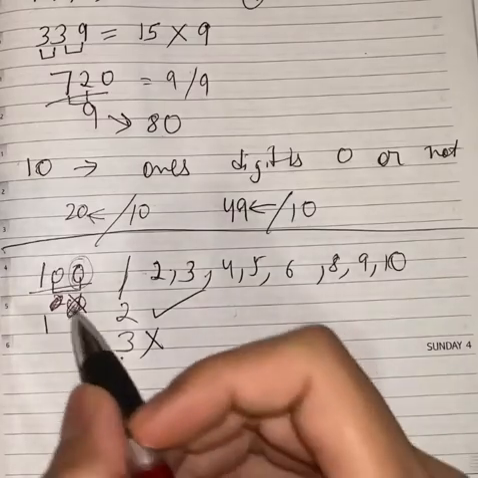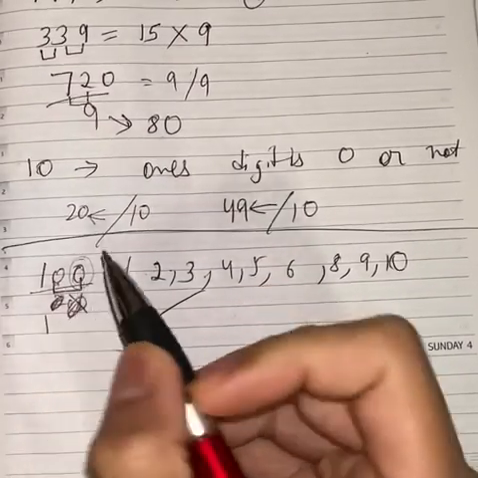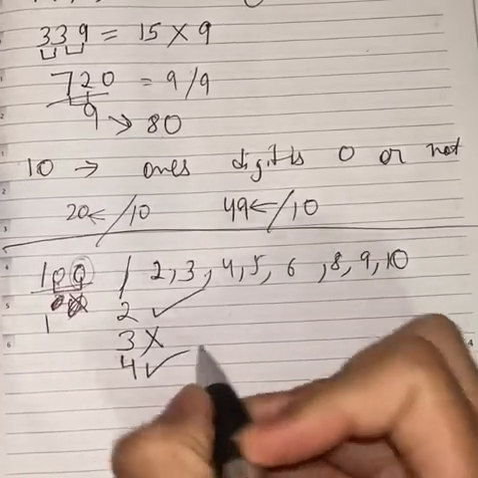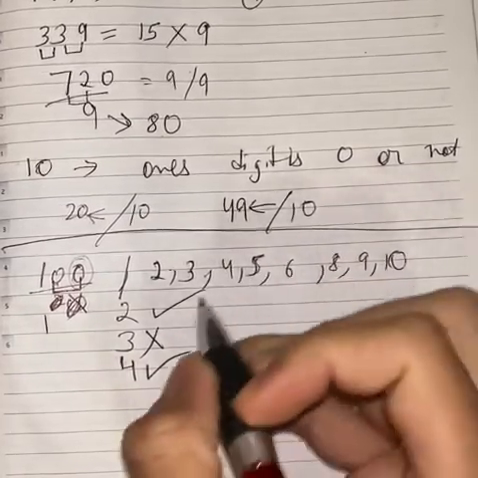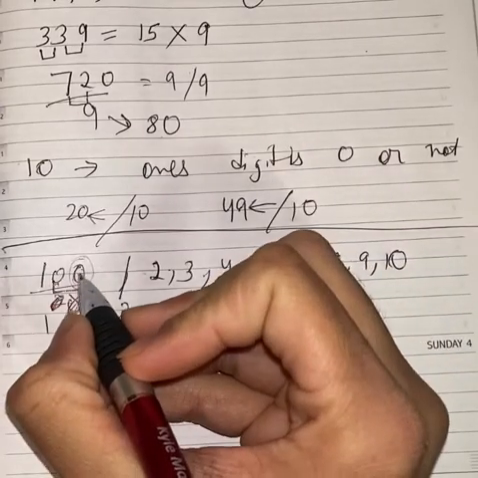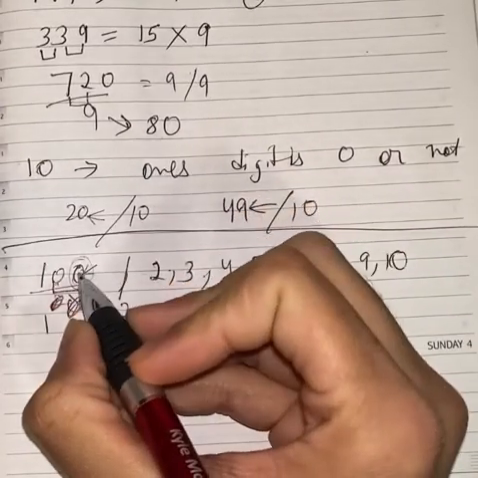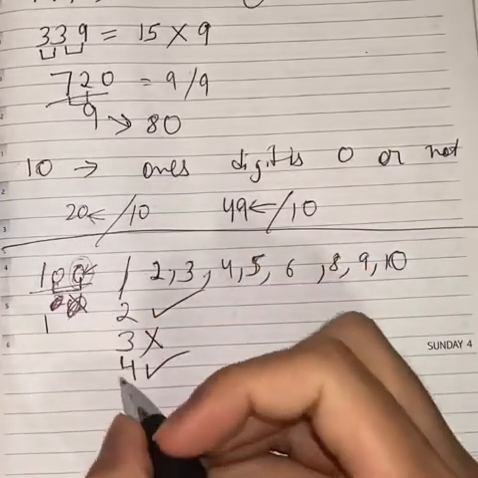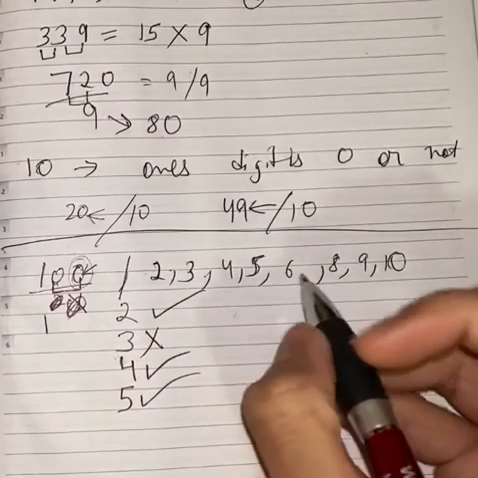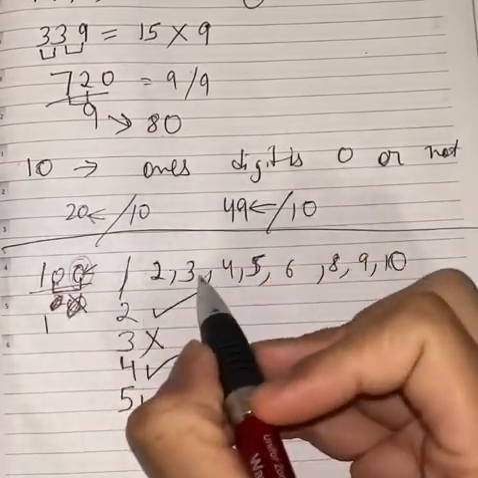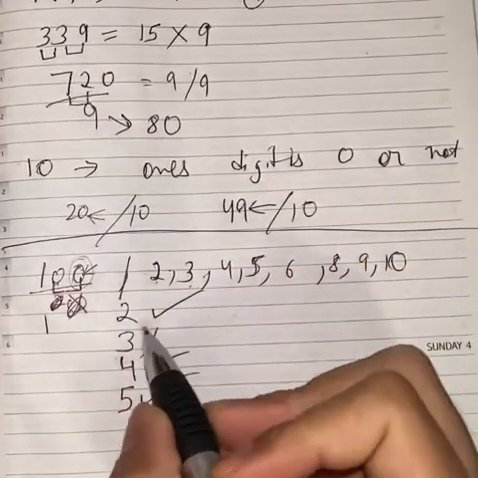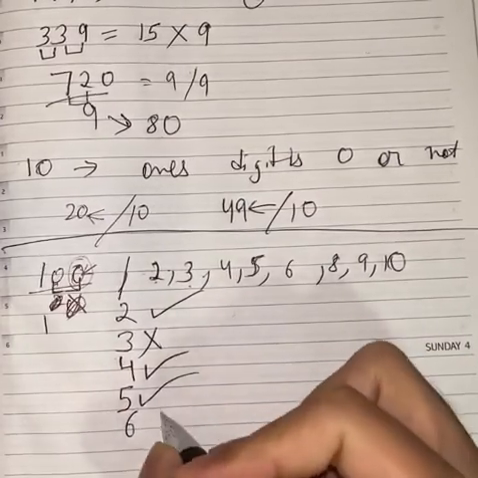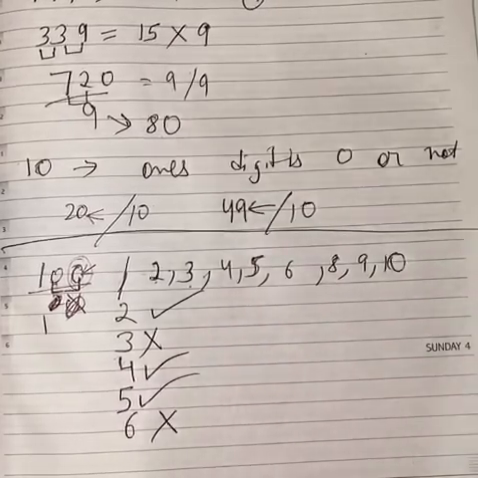For 4 we have to check the last two digits. These are 00, which is divisible by 4. So for 4, yes. For 5, I told you we have to check the ones digit; it can be 5 or 0. Here it is 0, so this is divisible by 5. For 6 we have to check that it is divisible by 2 and 3. Here 2 is okay but 3 is not, so 100 is not divisible by 6.